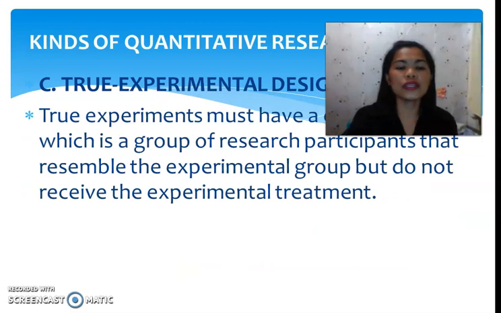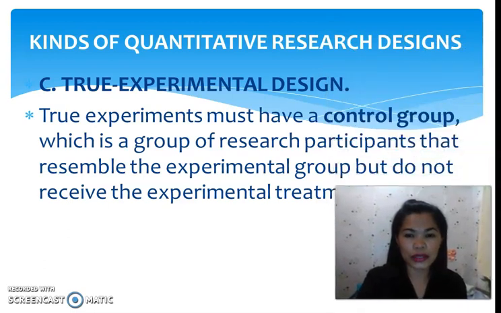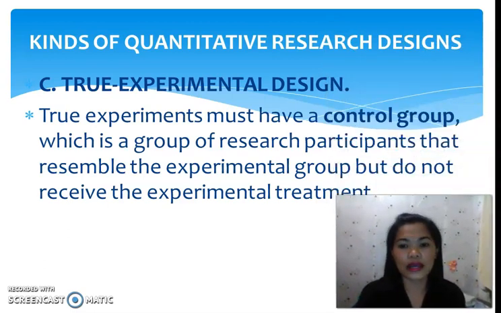Okay, then true experimental design. True experiments must have a control group. So this is the third kind under experimental research. It is true experimental design.